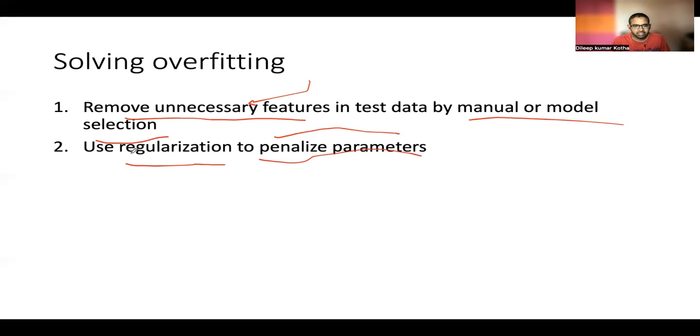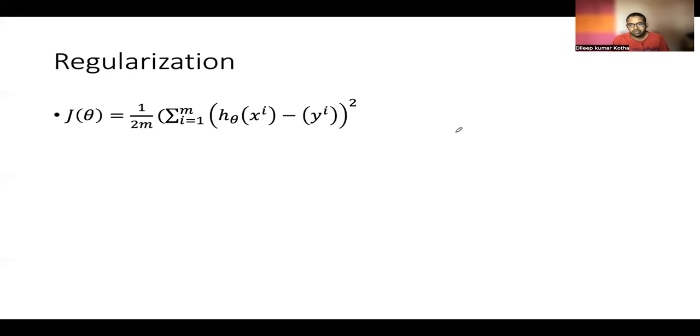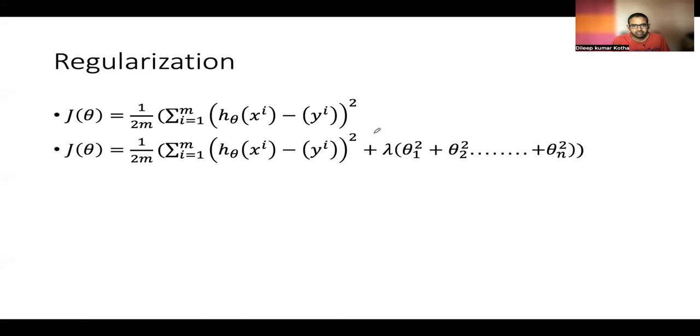So what we do in regularization is we penalize all the parameters. Given our cost function like this, we add one regularization parameter. About this regularization parameter, again, we will discuss in a later video. So we add our regularization parameter lambda, then add the squares of all the parameters and multiply it with lambda. So you can see we are penalizing all the parameters.